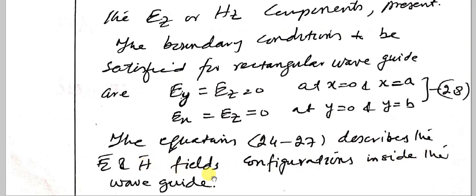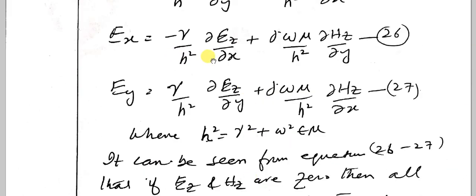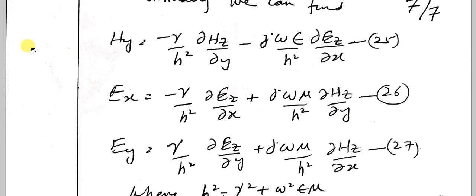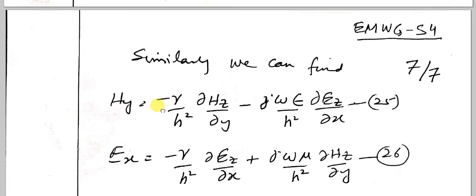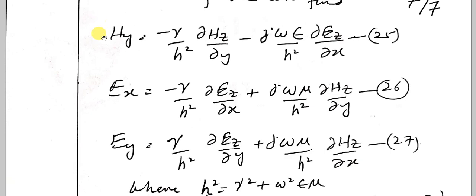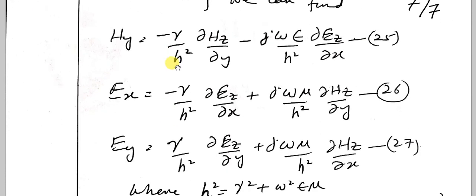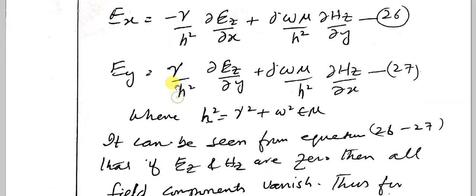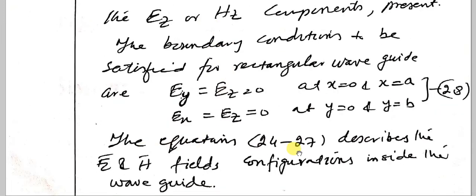So that means these equations which we have worked out are the final equations we have taken. These equations, that is the Hx, Hy, Ex, Ey, they now describe the field equations. Equations 24 to 27 describe the E and H field configuration inside the waveguide.